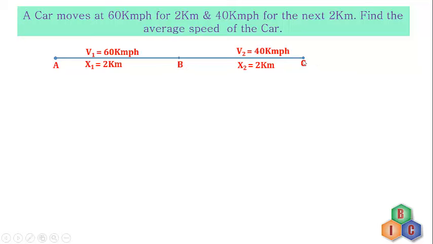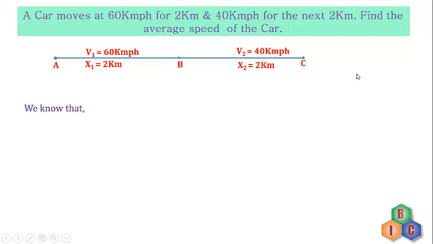B to C is the second portion of the journey. The driver decides to travel at a speed of 40 km per hour. Let's denote it as v2. And again, B to C is the same distance as A to B, and let's denote it by x2. In this problem, x1 is equal to x2. So, what do we want to find? We want to find the average speed of the car.